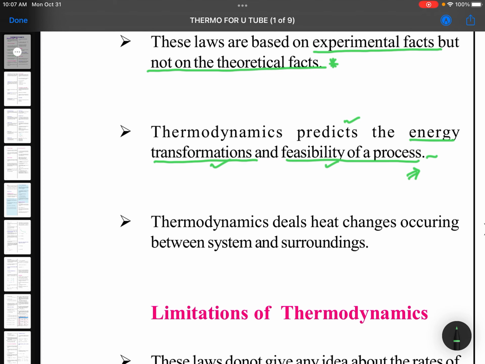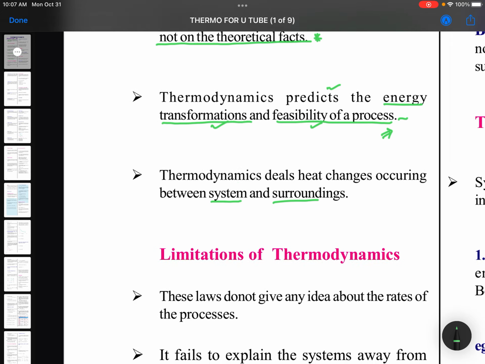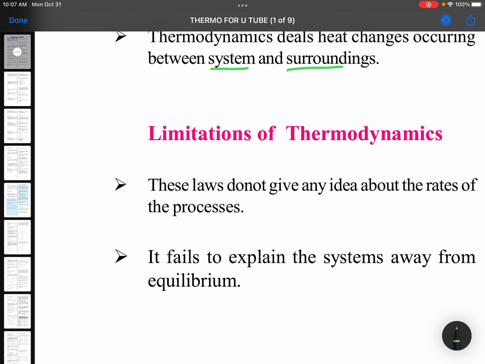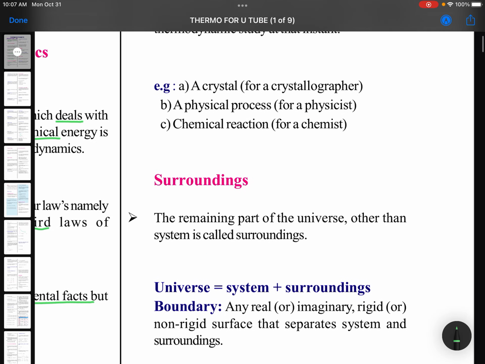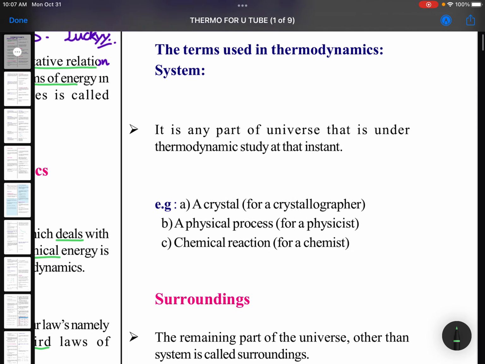Thermodynamics deals with heat changes occurring between system and surroundings. What is system, what is surroundings, all the definitions we'll discuss. So what are the limitations of thermodynamics? What can it not discuss? These laws do not give any idea about the rates of the process. With which speed the reaction is taking place, no idea. It fails to explain systems away from equilibrium. If it is not in equilibrium, then again this has some trouble.